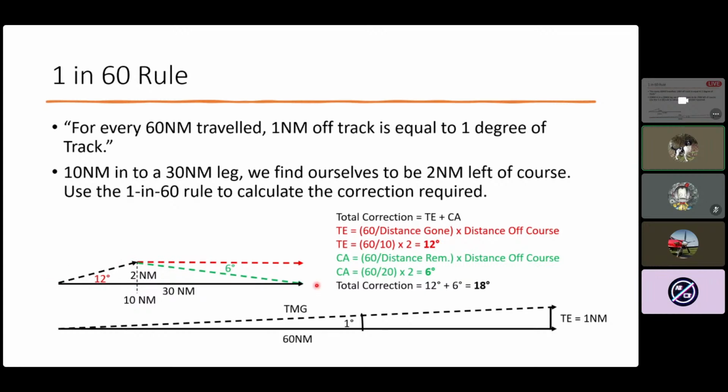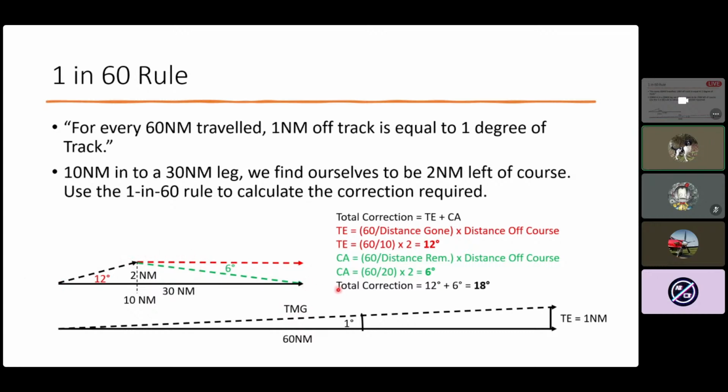Now that'll take us to, but we'll still be off course for the duration of the leg. But by the time we get to the end of the leg, we should be overhead again. So we've stopped the drift. We've stopped drifting off course by turning 12 degrees, and then we've added another 6 on to bring us back.